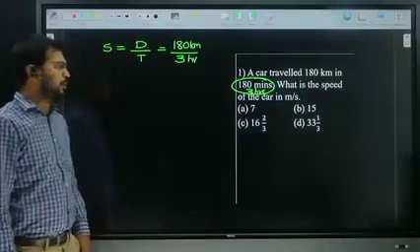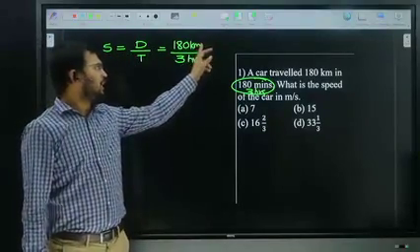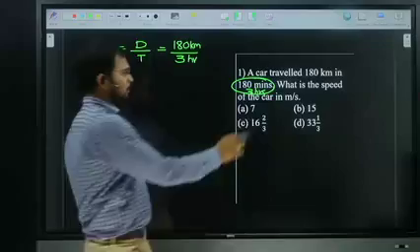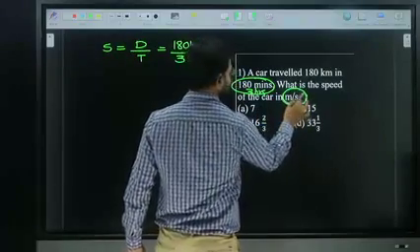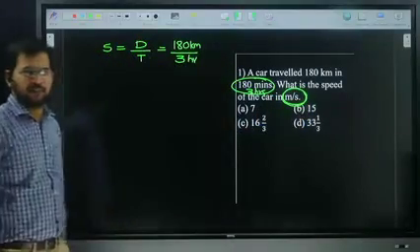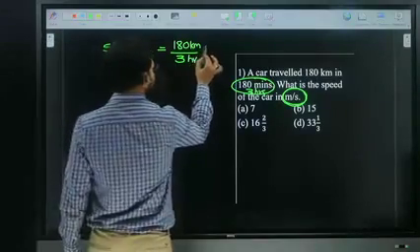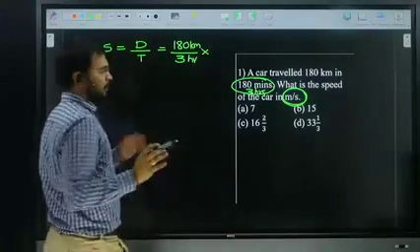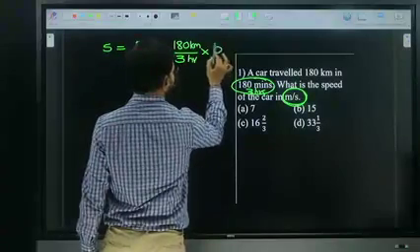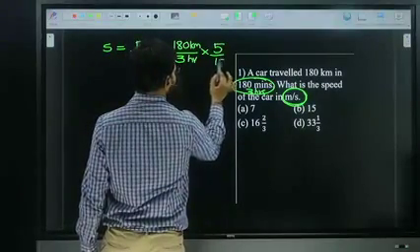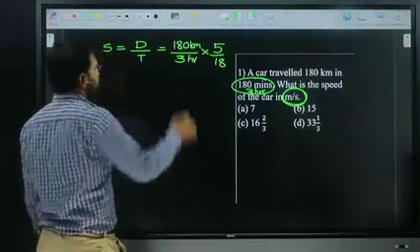So look at me here. The given data is in kilometer per hour, but they're asking in meter per second. So that is the reason I need the answer in smaller value. Therefore, I need to multiply it with 5 by 18.